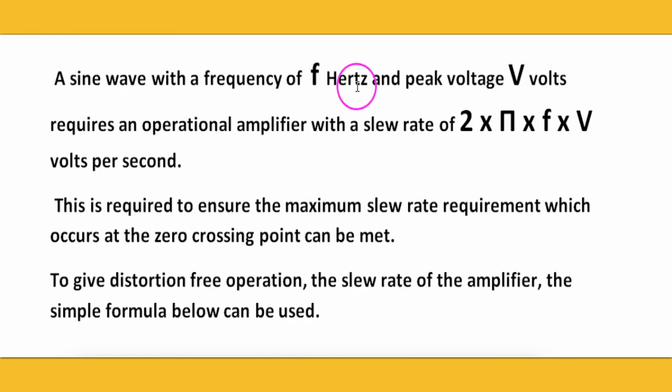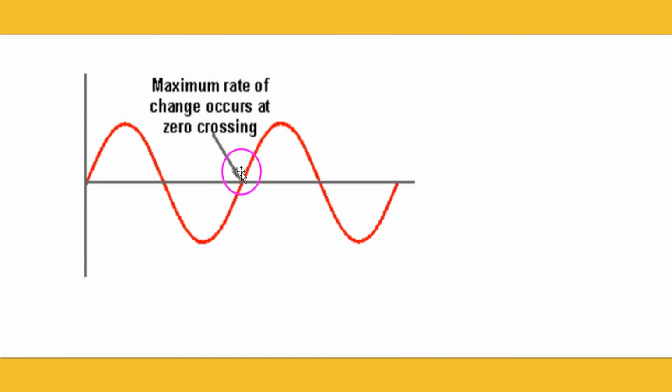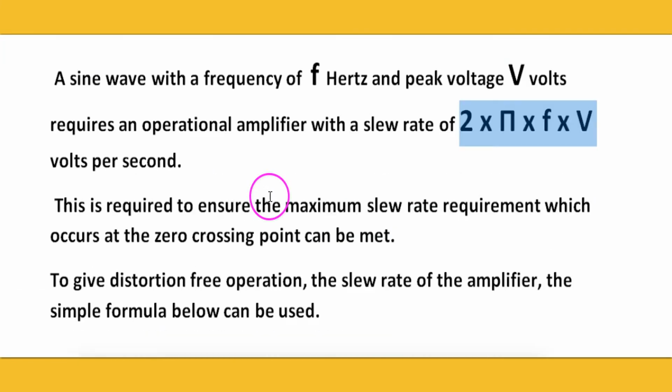A sine wave with a frequency of f hertz and a peak value of V volt requires an op amplifier with a certain slew rate. There is a formula for the slew rate, where we substitute the value of f and the value of the peak voltage. Then we get the slew rate as 2 pi f V volts per second. This is required to ensure that the maximum slew rate requirement, which occurs at the zero crossing point, can be met. So this is the zero crossing point, where the maximum rate of change is. This is the formula for calculating the slew rate.